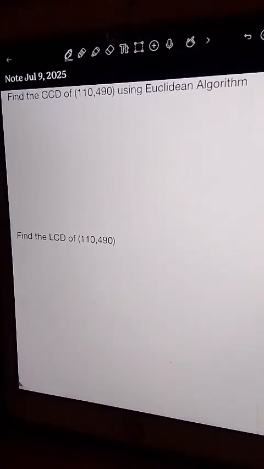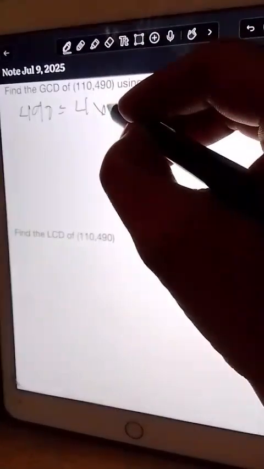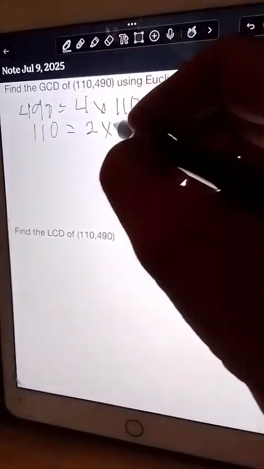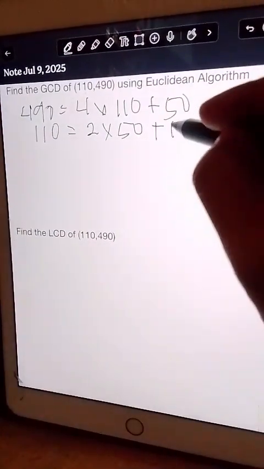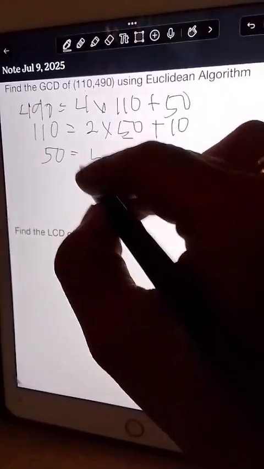Find the GCD of 110 and 490 using the Euclidean algorithm. So 490 is equal to 4 times 110 plus 50. So 110 is equal to 2 times 50 plus 10. So 2 times 50 is 100, plus 10 is equal to 110. So we have 50 is equal to 5 times 10.